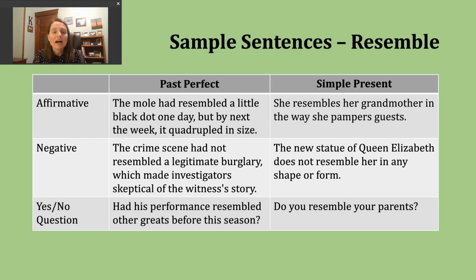So here, again, we can kind of note we've got two actions occurring, right? So what did this thing look like at the time it happened? And then the reaction of investigators later, it made them go like, I don't know if I believe what this person is saying. Finally, let's take a look at making a yes or no question in the past perfect. To do this, start with had, then you'll have your subject, and then the participle form of the verb. Here's another example.